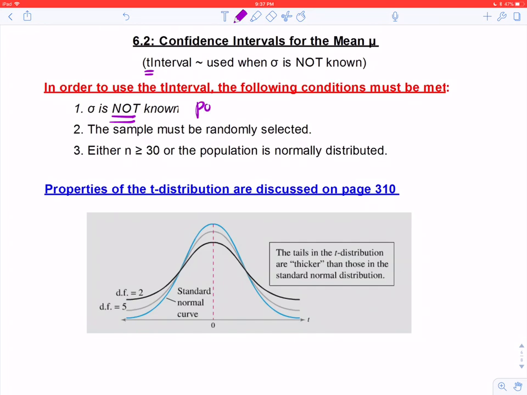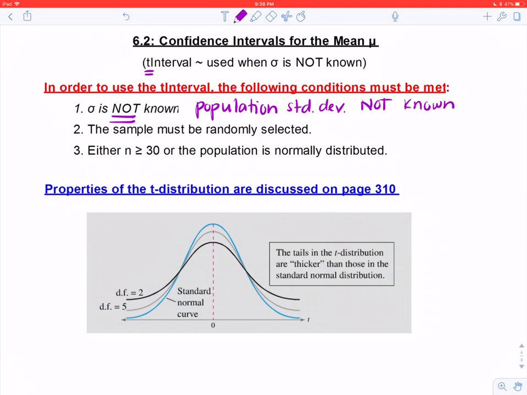Okay, so again, remember that sigma is the population standard deviation. And this is what we're looking at here. What do we do if that value of sigma is not known? Now, we're going to be using something called the t-distribution. We'll talk about it more specifically in Chapter 7.